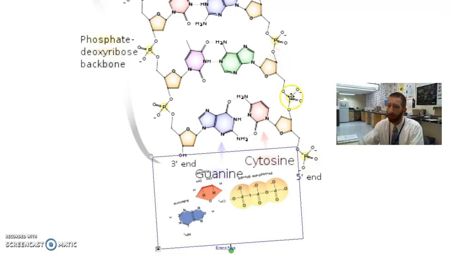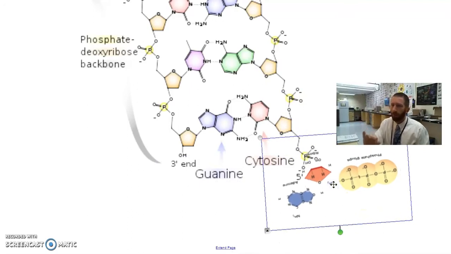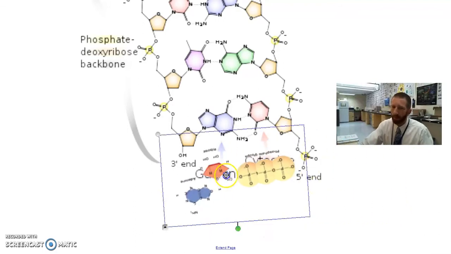We need this phosphate to continue the pattern: sugar, phosphate, sugar, phosphate, sugar, phosphate. But there's no triphosphate. There's only one phosphate. It's called a monophosphate, right? So here we have CMP, cytosine monophosphate, and there's no energy to make the bond between this phosphate and this sugar, and so that doesn't work, right? Basically, the idea is the reason why.